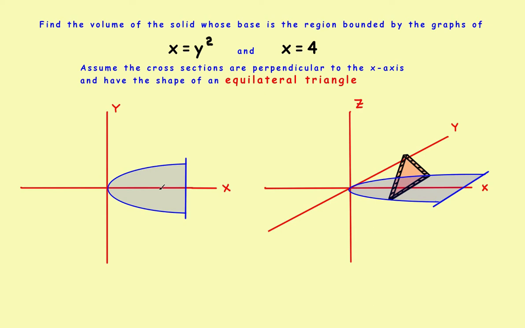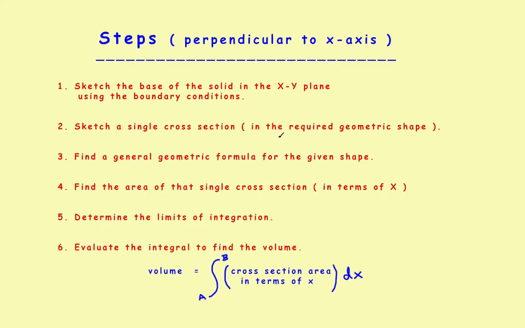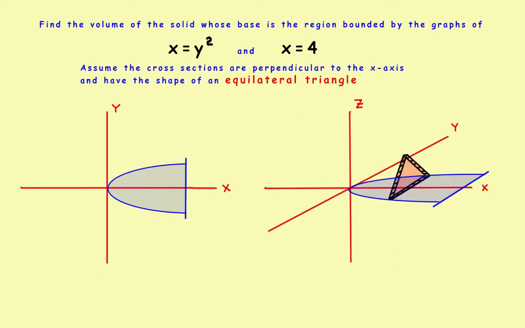Now, as far as sketching the cross-sectional area, and actually let's go back to our steps again, you've now completed step 1. You've got a sketch of the base. So step 2 says sketch a single cross-section in the required geometric shape. So what we're going to do is go back to our little sketch here, and we're going to sketch a single equilateral triangle. And this is what it looks like in 3 dimensions.